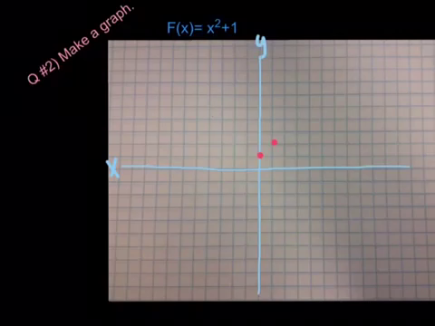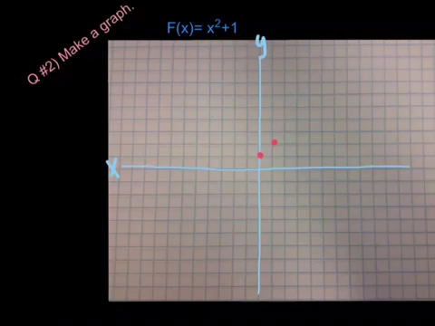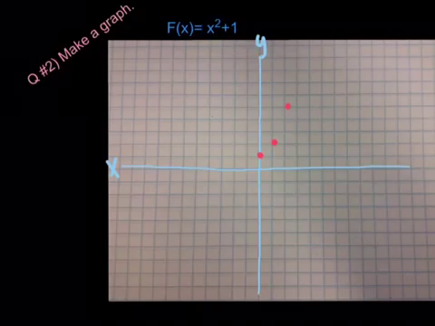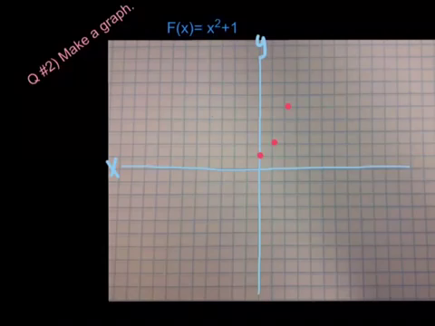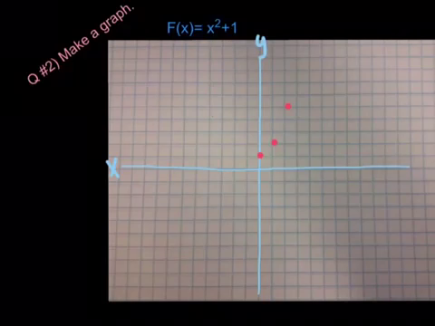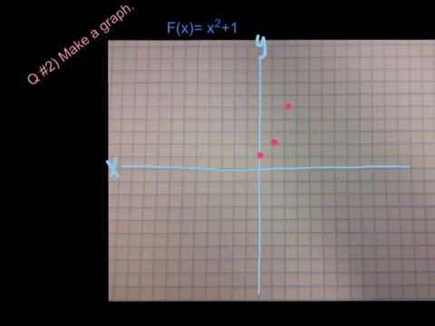Next, x would equal 2, and 2 was 5, so we'd go 1, 2, 3, 4, 5, all the way up there. And then our last positive x value was 3, and 3 equals 10, so let's go over 3, 1, 2, 3, and then let's go up 10. 1, 2, 3, 4, 5, 6, 7, 8, 9, 10. Way up at the tippy top.